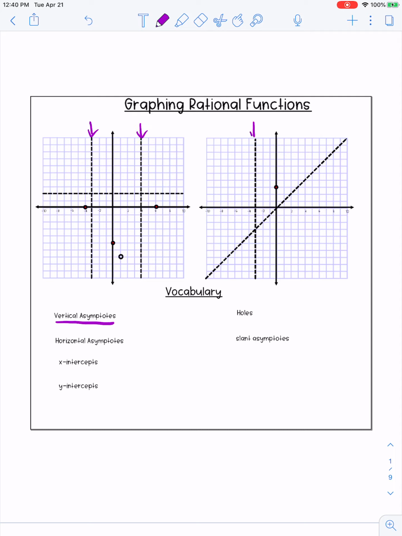And notice I'm using a dotted line because the line is actually not on the graph. It's an invisible line because a vertical asymptote creates an undefined scenario along that entire line. So the function is not defined at all on those lines, on vertical asymptotes. So these are examples of vertical asymptotes.